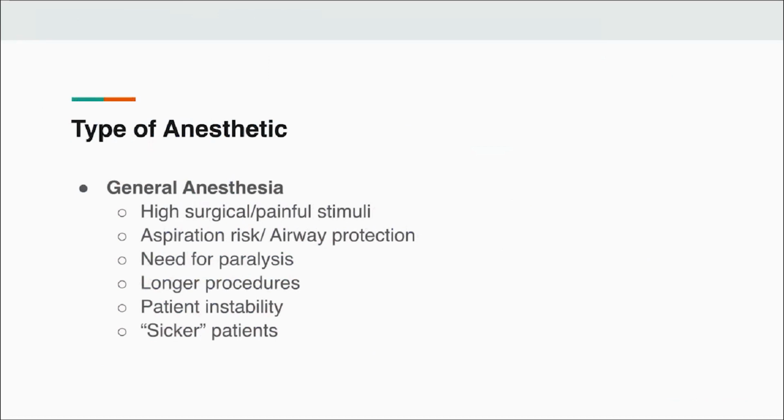If the patient is unstable or very sick, and we think that during the procedure they'll have swings in their cardio or respiratory function, then a general anesthetic is preferred so that we can better control both their breathing and their cardiovascular status with whatever medications and interventions that we have.